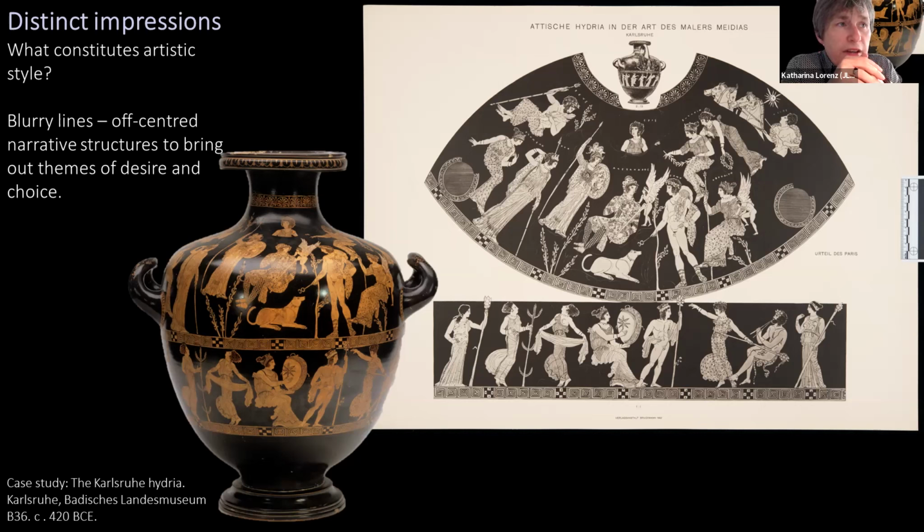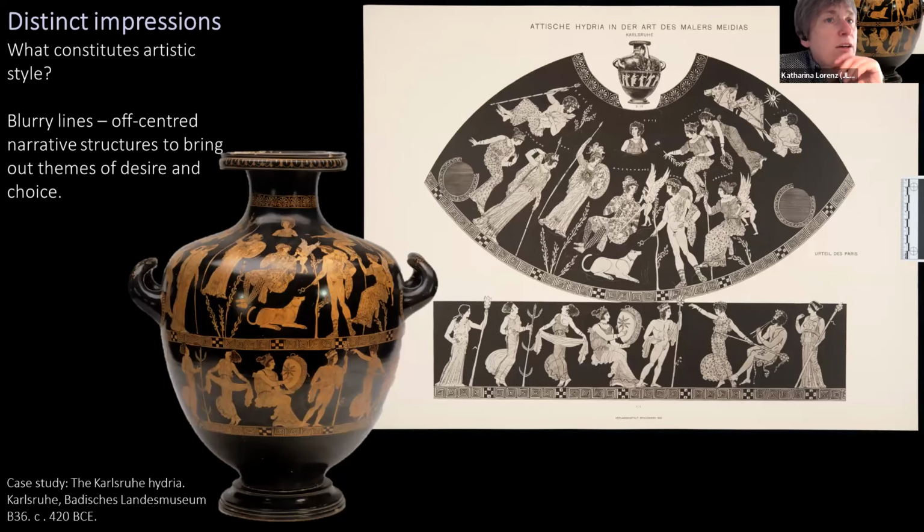But the way this is done here, we have a clear center in Paris, but a clear center that doesn't give us a clear outcome to the narrative on display. And that is something very different to earlier versions of telling this particular story, and certainly earlier versions of telling other stories on Greek pots.